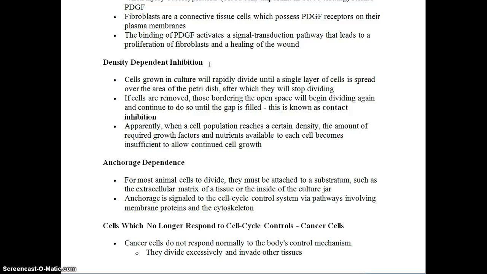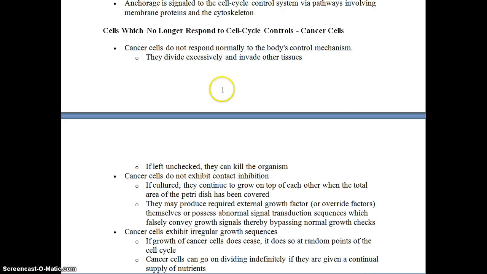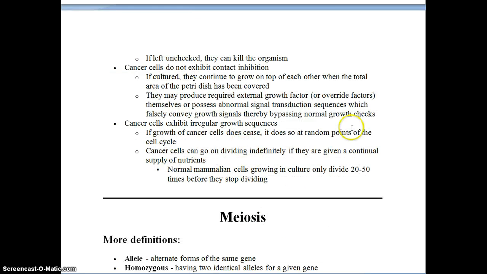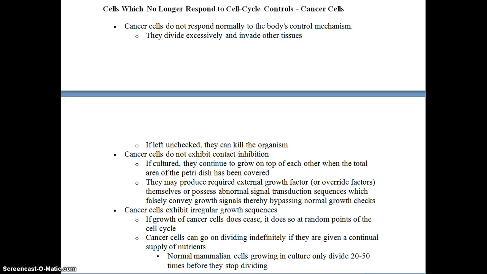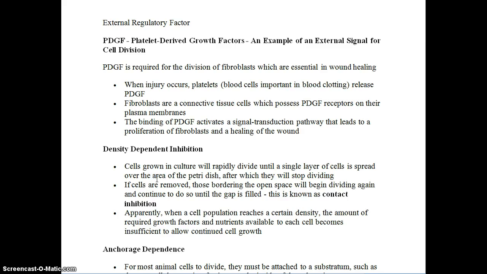The density is too high, and at risk of killing their partners, I guess you could say, and using up all of the space and nutrients, they'll stop dividing. That's density-dependent inhibition. They're inhibiting their growth due to how many of them there are surrounding them. They don't want to use up all the nutrients. And of course, you have cancer cells when they do not exhibit any of these control factors. And you can look a little bit more into the notes on that.